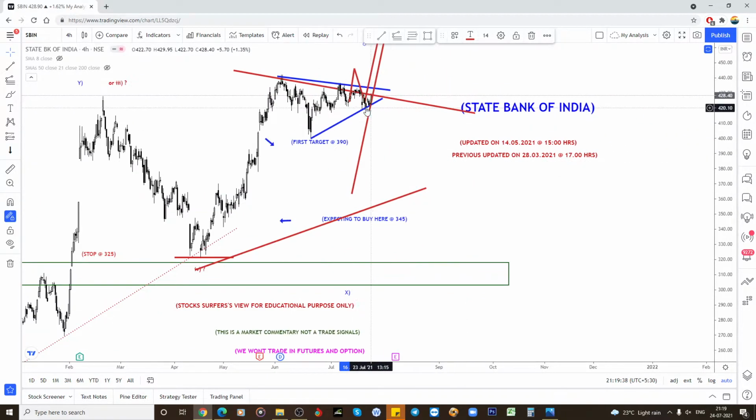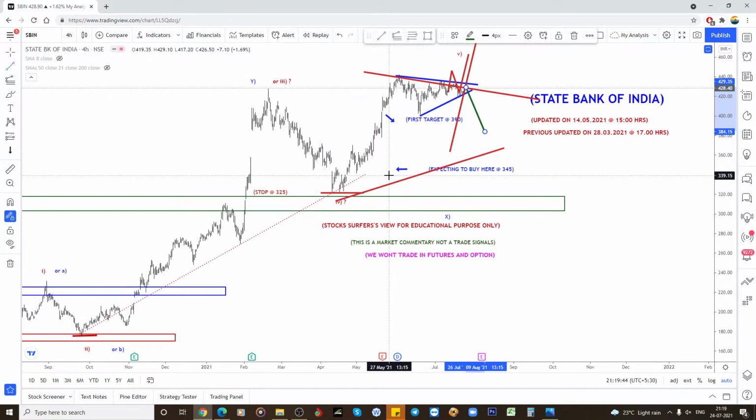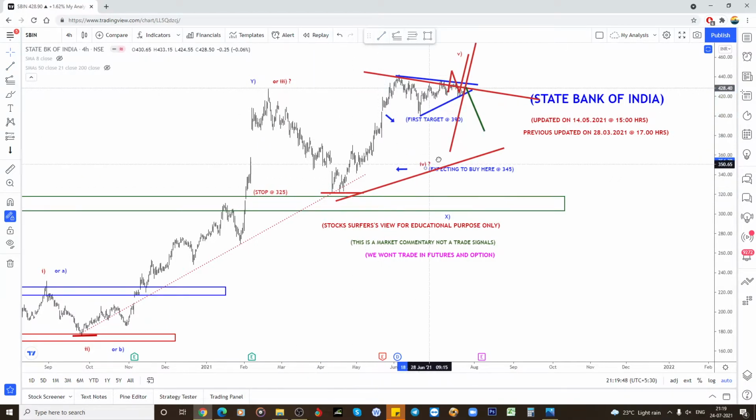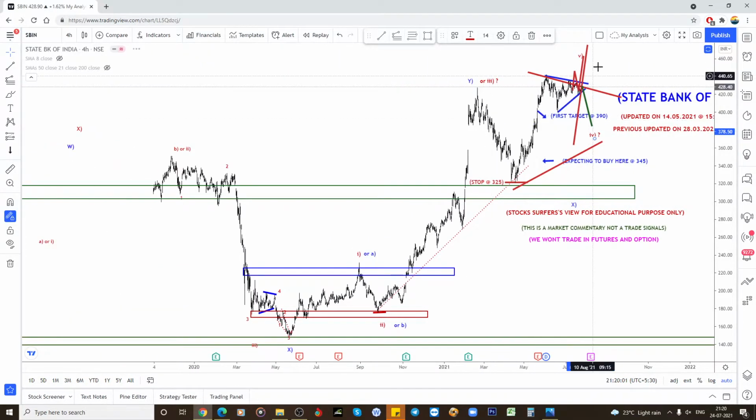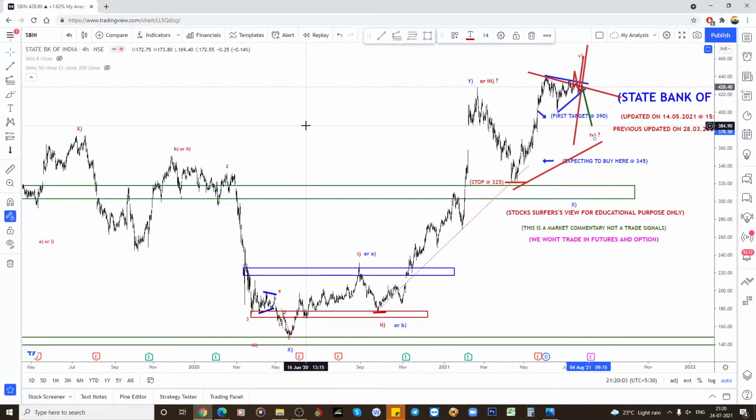Otherwise, what we expect to break, a lot of times it won't do like this. It will do like this, and then we have to. So still the fourth wave is not yet completed, and we have to move like this. So A, B, and C. Otherwise, if it is a triangle, then there is A, B, C, D, E, and then again it will bounce for the triangle breakout for the fifth wave. So that is also possible.